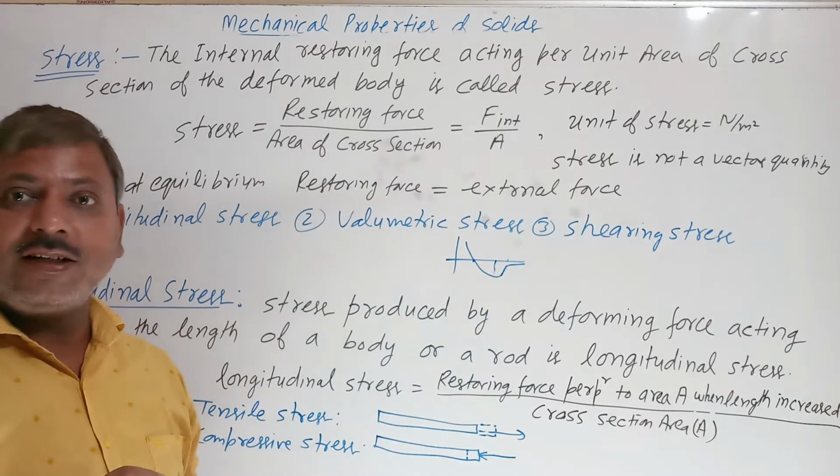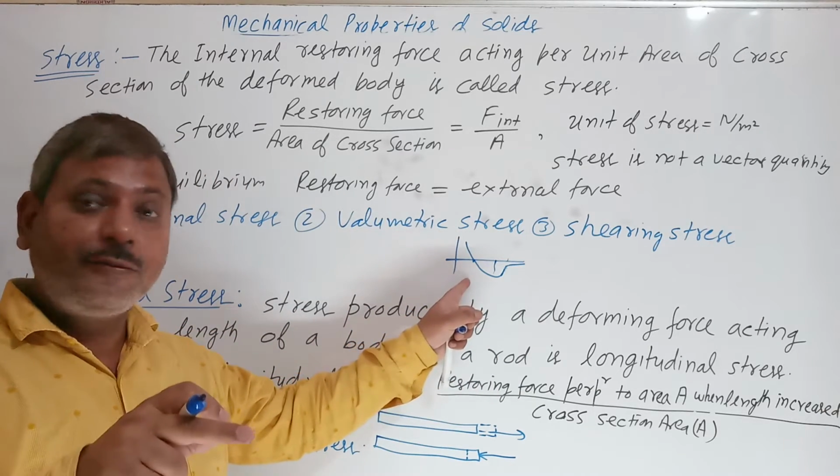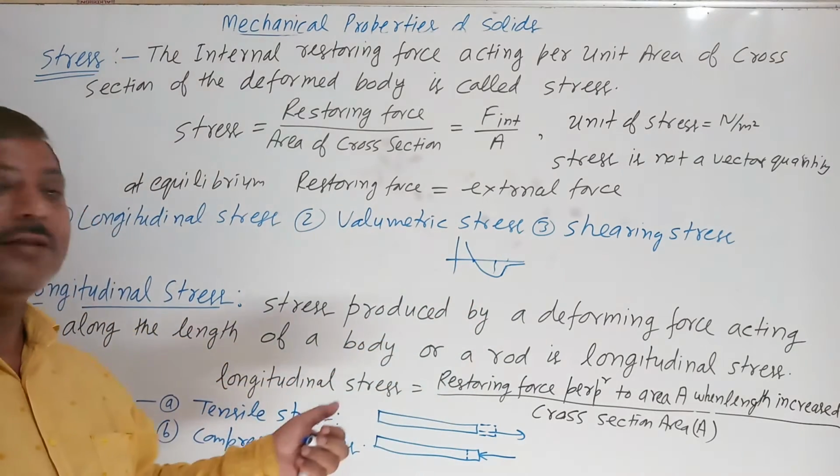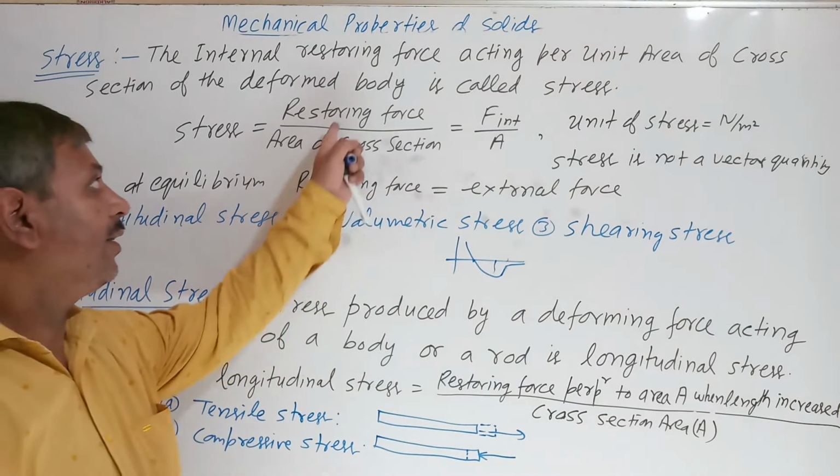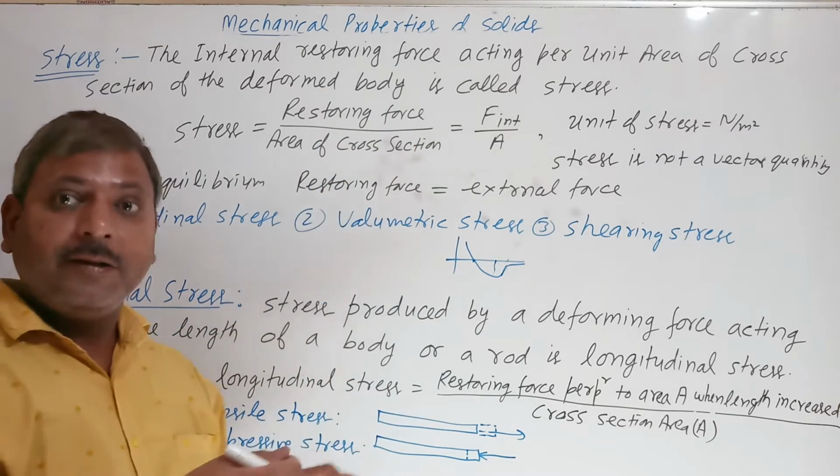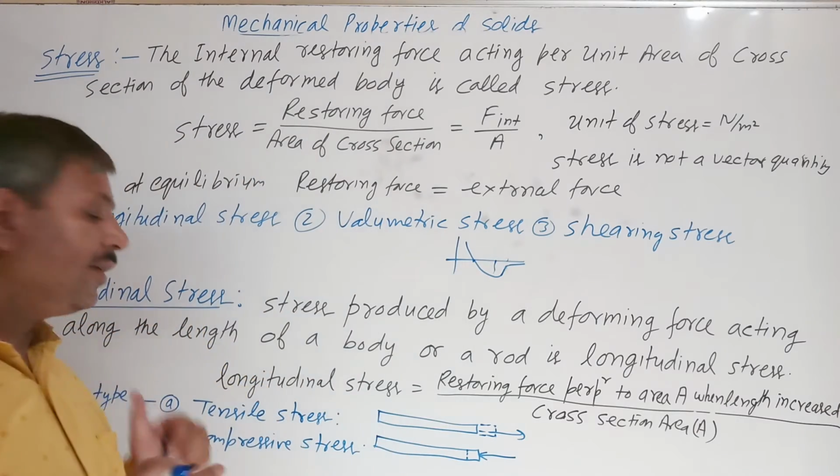Internal attraction force increases. Interatomic attraction force increases. That's why the internal restoring force per unit area due to attraction is produced. So that is tensile stress.